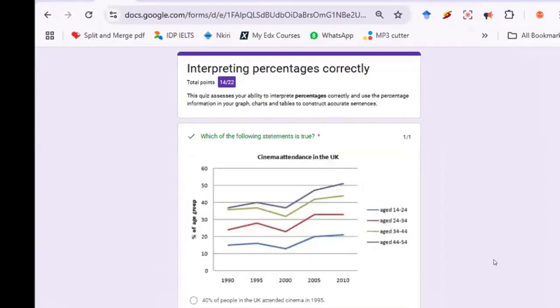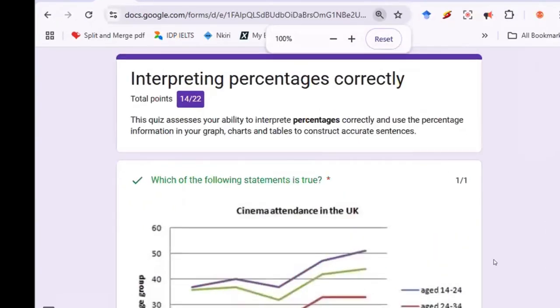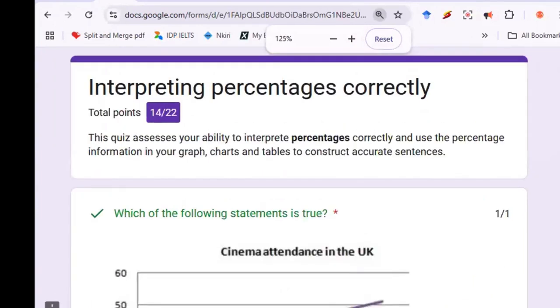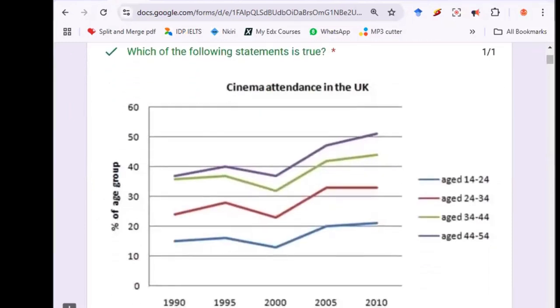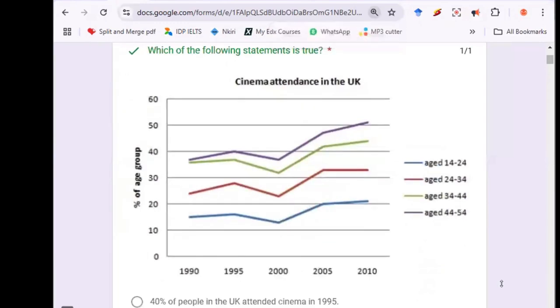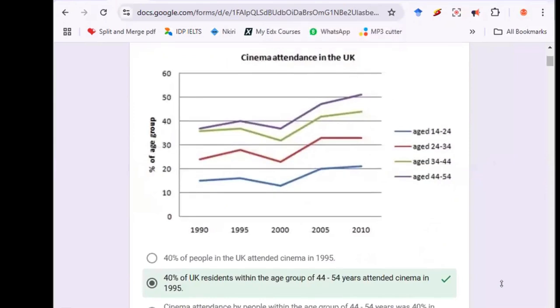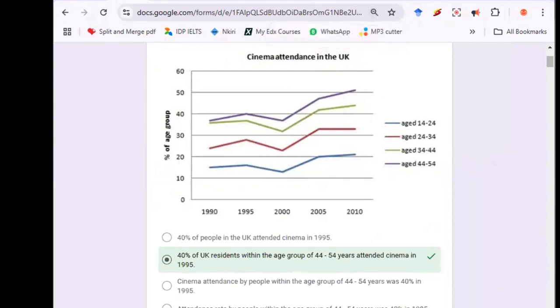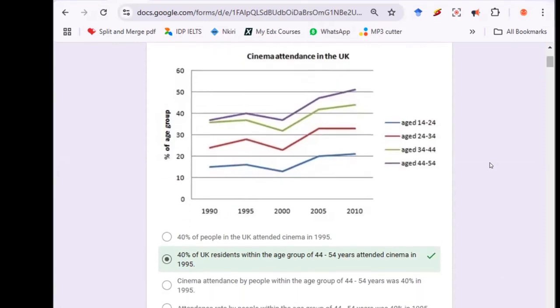So this is the question here. I hope you guys are seeing this. Let me make it bigger. All right, this person scored 14/22. Which of the following statements is true? I'm going to take you through all the statements and show you why the correct statement is true and why the wrong statements are wrong. Then I'll use that to explain 1 or 2 things about this issue of percentage interpretation.